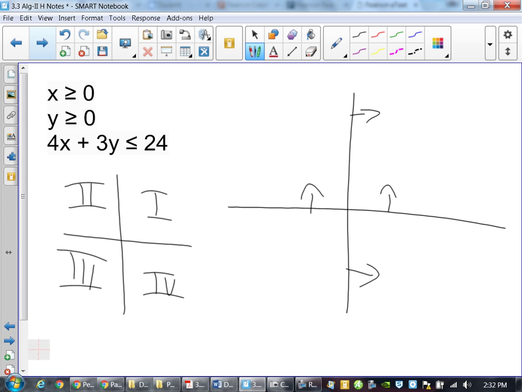Anyway, back to here. We now know that by these first 2 bits of information, x is greater than or equal to 0, y is greater than or equal to 0, tells me that I'm only going to wind up looking for the first quadrant style problem.